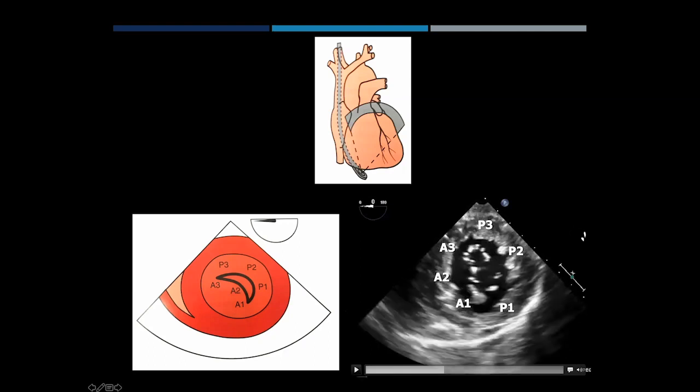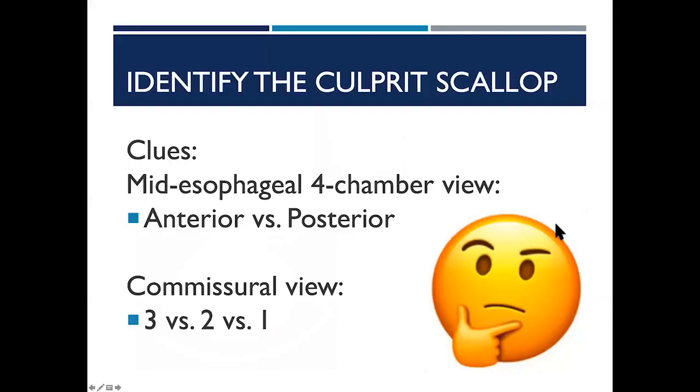Now, one of the things that you will be called upon to do in real life and also in the exam is to identify the culprit scallop. So if you have a patient with degenerative mitral valve disease, prolapse, moderate or more mitral regurgitation, you might get asked to do a transesophageal echo, or you might be shown a transesophageal echo on your exam, and you need to be able to tell where the pathology is.